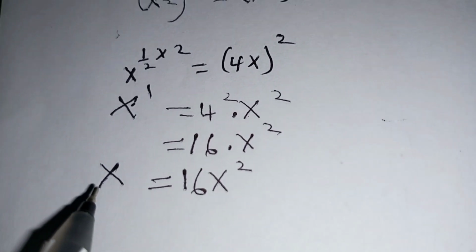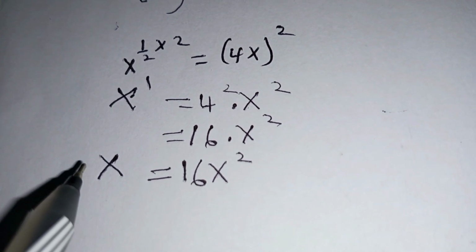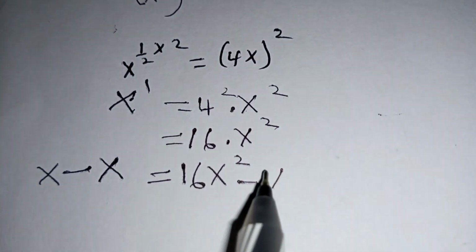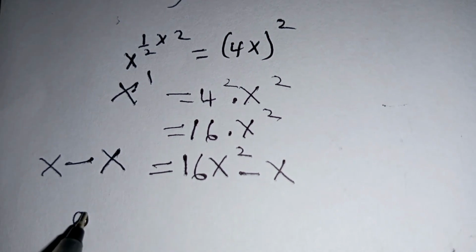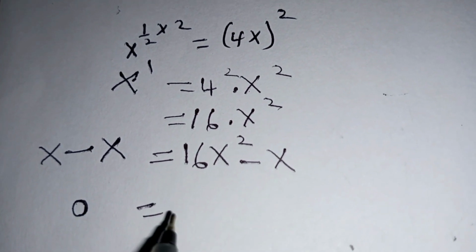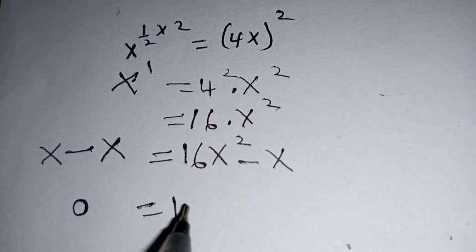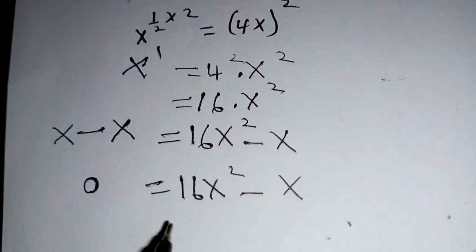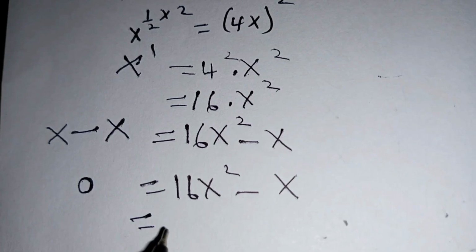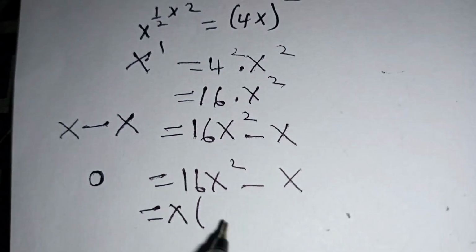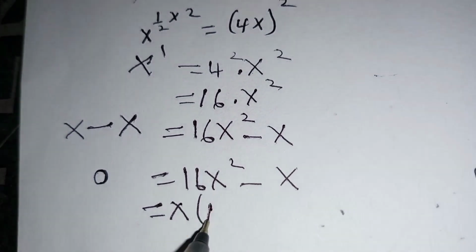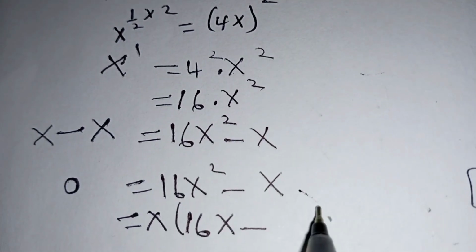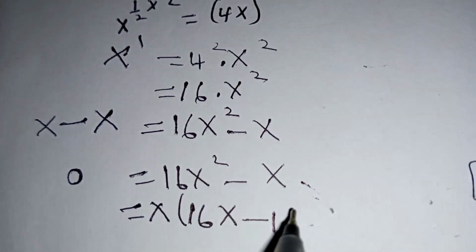We can take the x to the right by subtracting x on this side and subtracting x on the right side. x minus x is 0. 16x squared minus x will remain. We can factorize x. When you factorize x here, where you have 16x squared, you shall be left with 16x. When you factorize x out, where you have x, you will be left with 1.